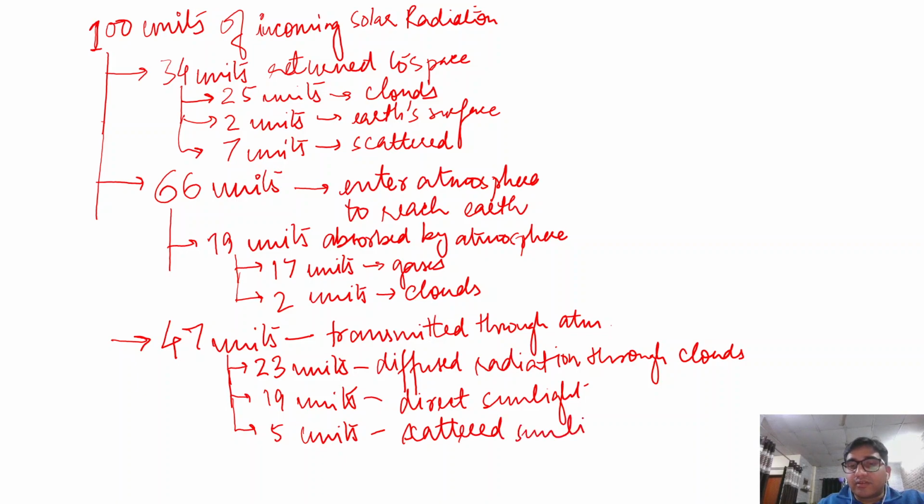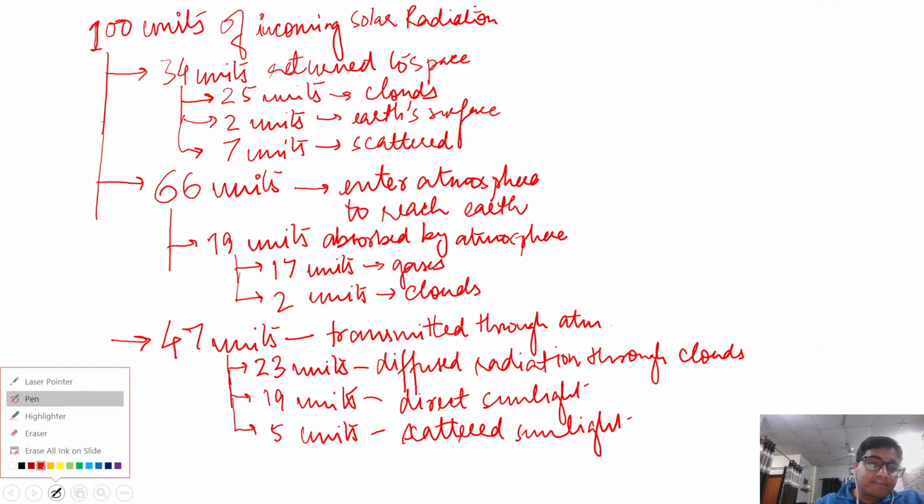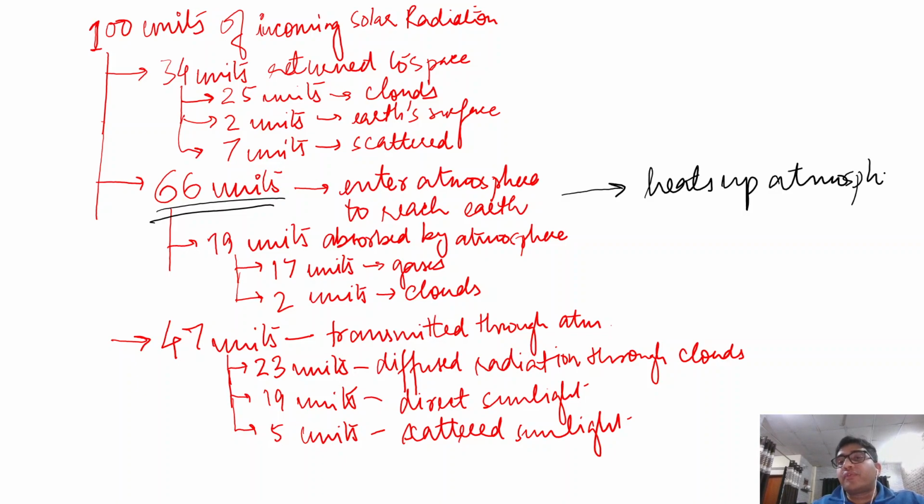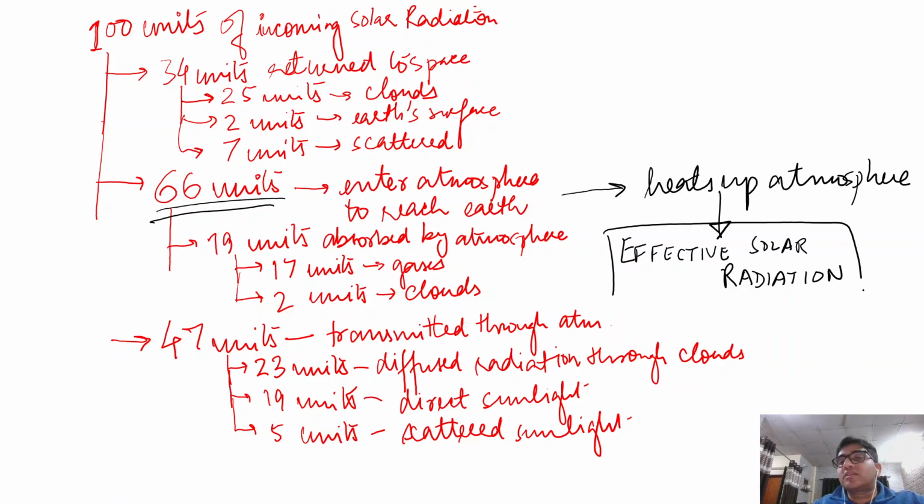Scattered sunlight. So it is this 66 units which is available in the earth's atmospheric system to heat up the atmosphere. So there is this 66 units which heats up the atmosphere, and it is also known as effective solar radiation. Basically, we receive only 66% as the effective solar radiation on the earth.